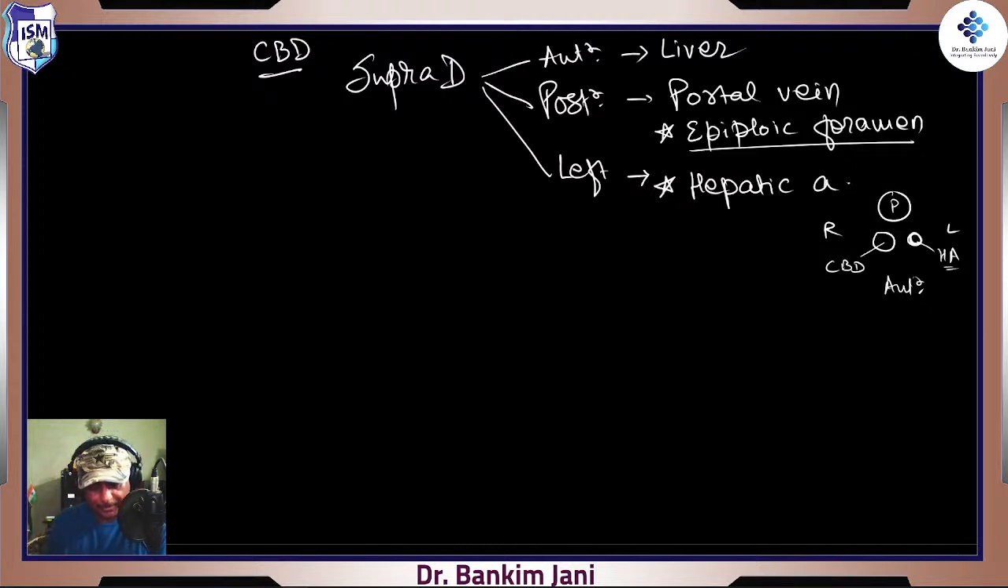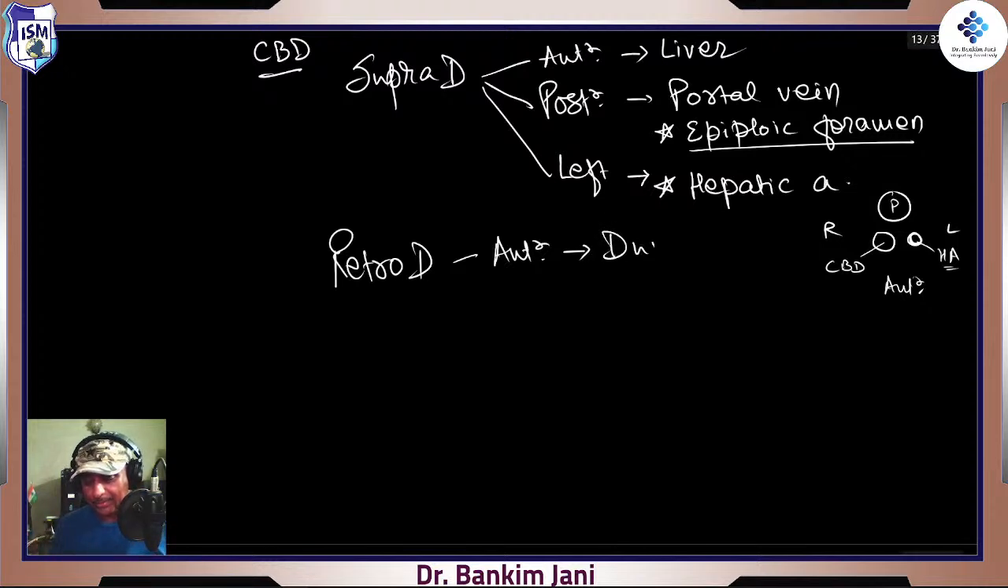Okay. The second one is retroduodenal, behind. So again, who will be anterior to it? No marks for that, because this is retroduodenal. So this structure is behind duodenum. So anteriorly it has to be duodenum. Correct. How about the posterior? Who will be behind it?